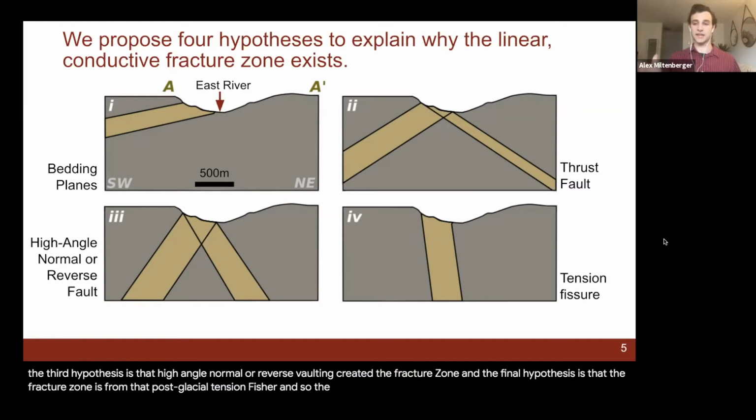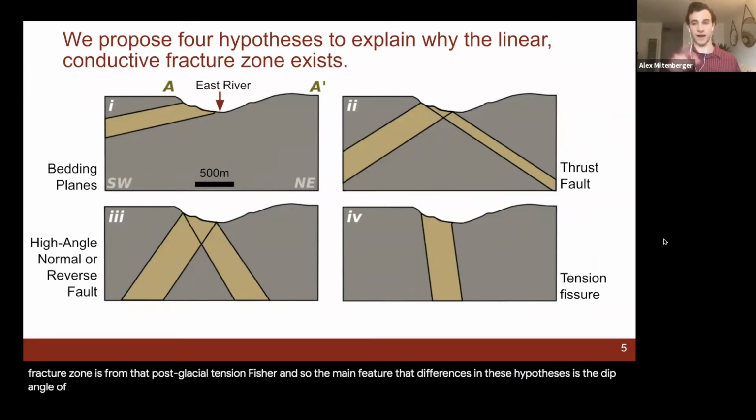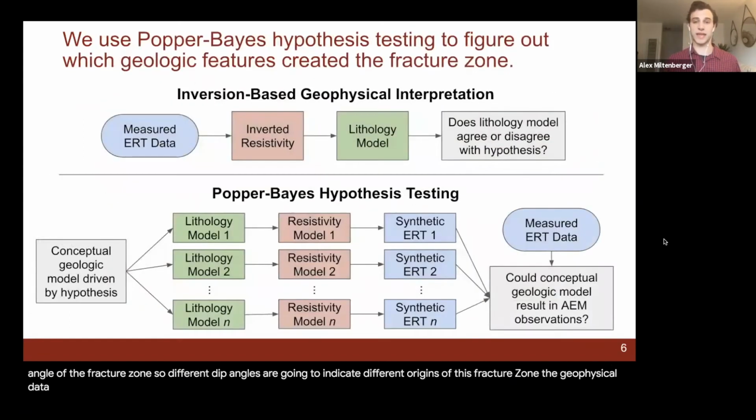And so the main feature that controls the differences in these hypotheses is the dip angle of the fracture zone. Different dip angles are going to indicate different origins of this fracture zone. So what we're doing is testing which of these hypotheses, based on the dip angle, is most consistent with the geophysical data. And the way we're going to do this is using a Popper-Bayes hypothesis testing framework.